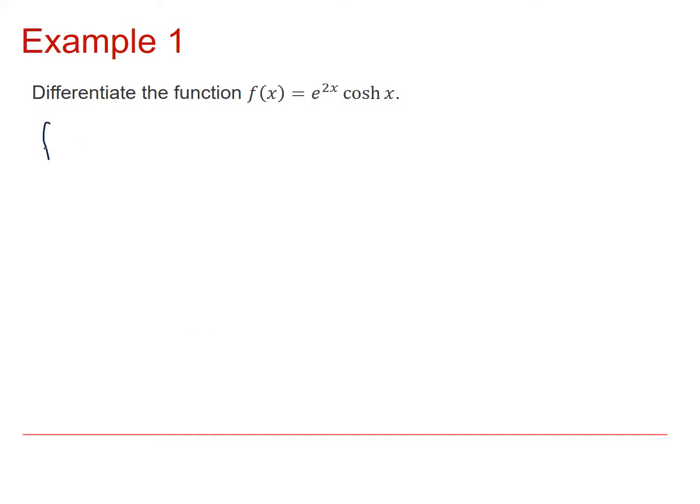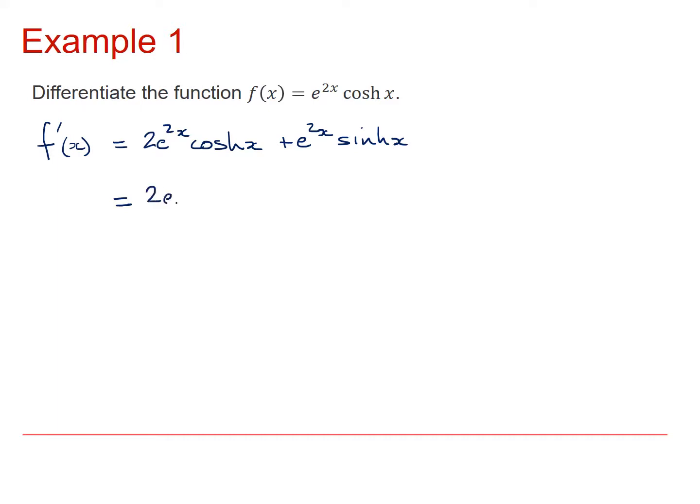Well, I could just differentiate this using the products rule. So f dash x is going to be 2e to the 2x cosh x plus e to the 2x sinh x. And that might be the form that we need the answer in. But we might be asked to convert it using the e to the x forms for cosh x and sinh x. Let's see how that works through.